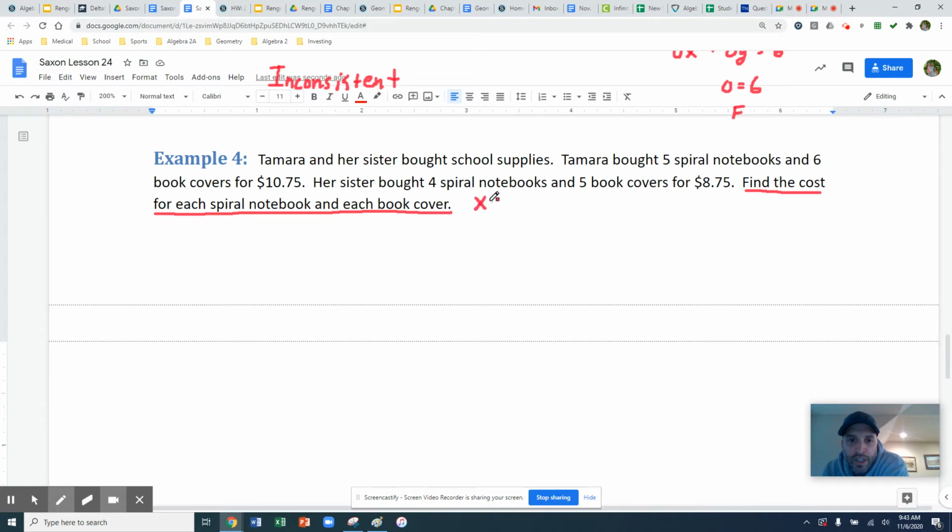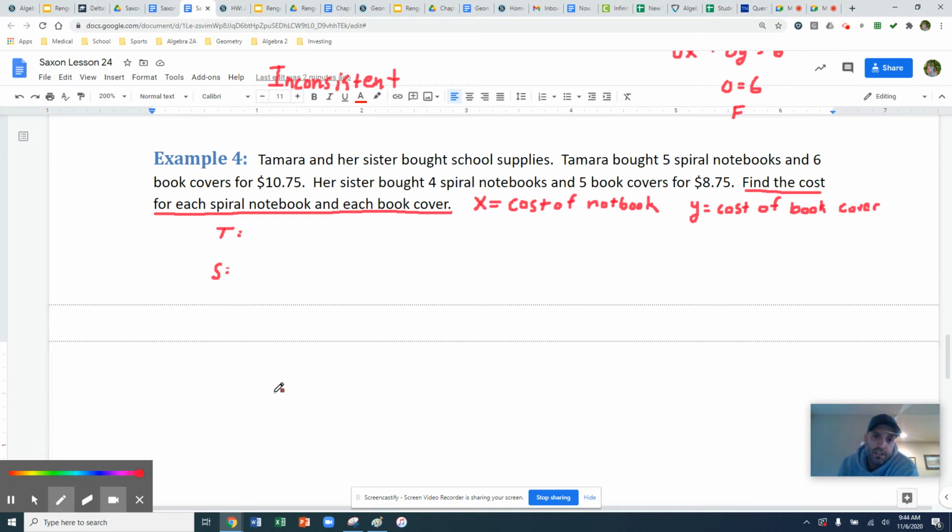So X, we could say, is going to be the cost of the spiral notebook. And furthermore, Y then is the cost of each book cover. Next, we can look at the amount that each girl bought, and we can start to develop a cost equation for the amount of notebooks and book covers they cost and the total cost. So first, Tamara bought 5 notebooks and 6 book covers for $10.75.